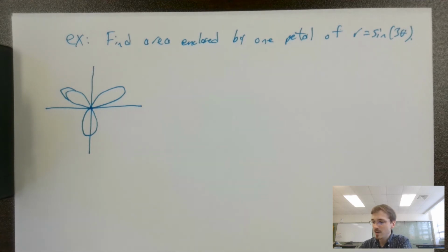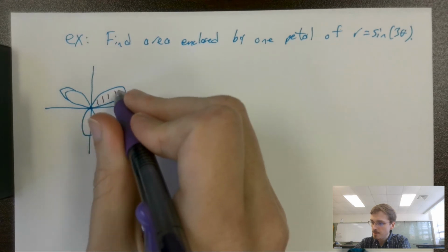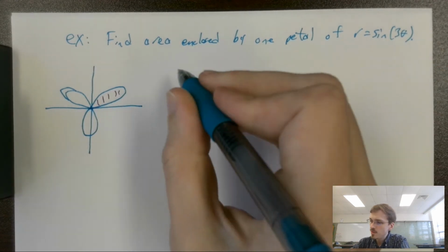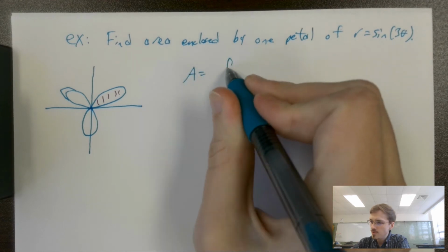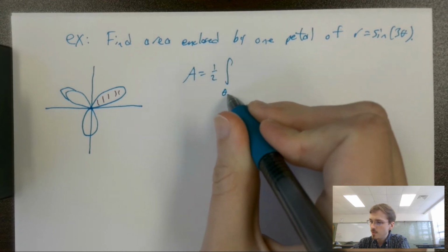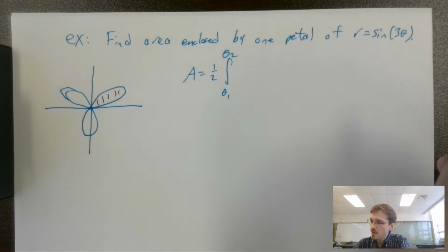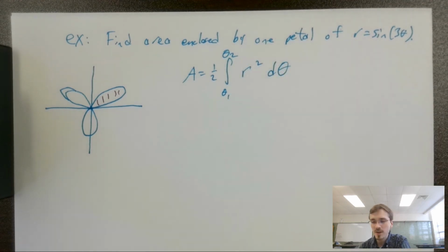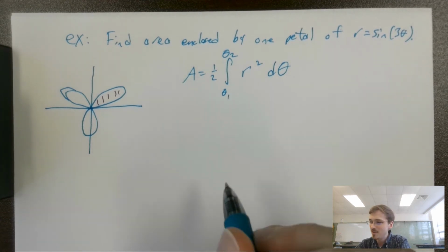So how can we find the area enclosed by one of these petals? Let's say this one. Well, we know what r is. We know that the area is equal to 1/2 the integral from theta 1 to theta 2 of r squared d theta. We know what r is, so we're almost done, right? All that we need to find are theta 1 and theta 2.